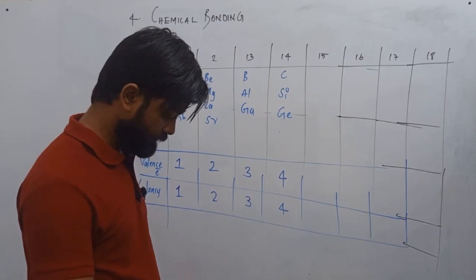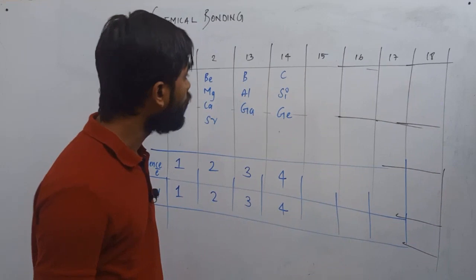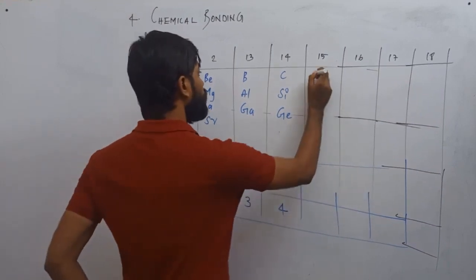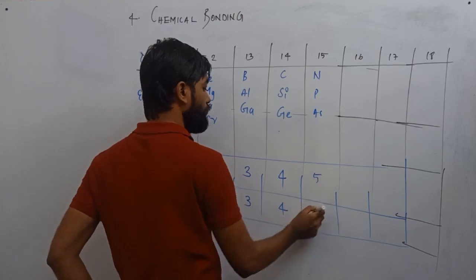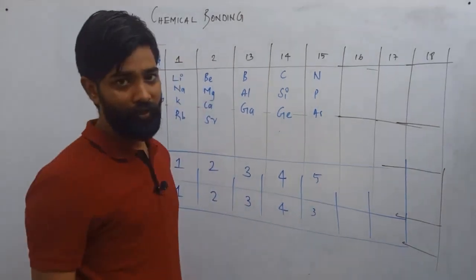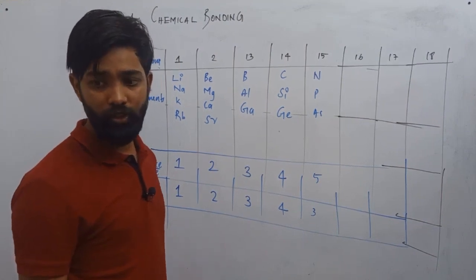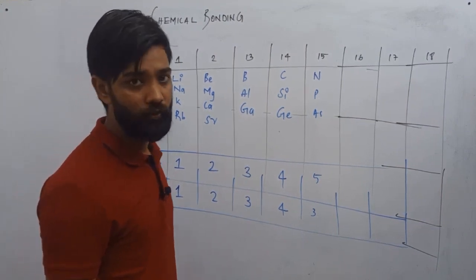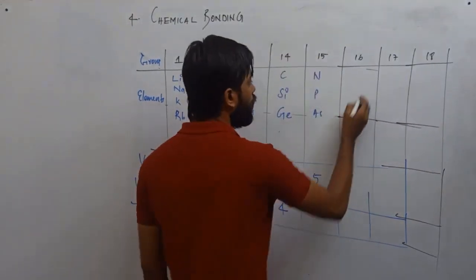Now the next, that is 15th group elements: nitrogen, phosphorus, arsenic. Valence electron 5, valency 3. For nitrogen, the outermost electron is 5, but the combining capacity with hydrogen is only 3, you know, NH3. Nitrogen can combine with 3 hydrogen at a time. Okay, so the valency is 3.